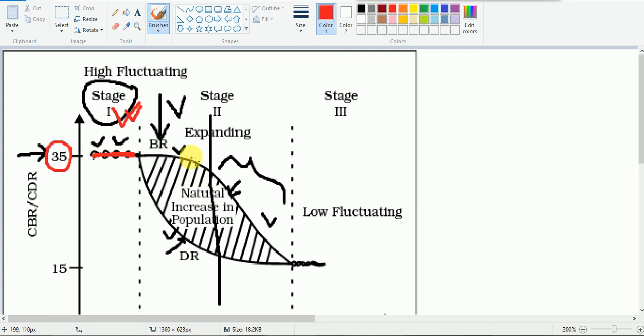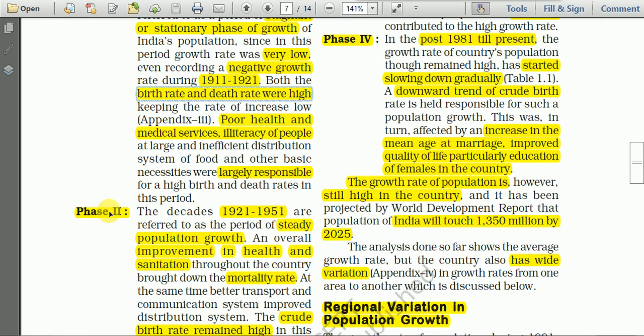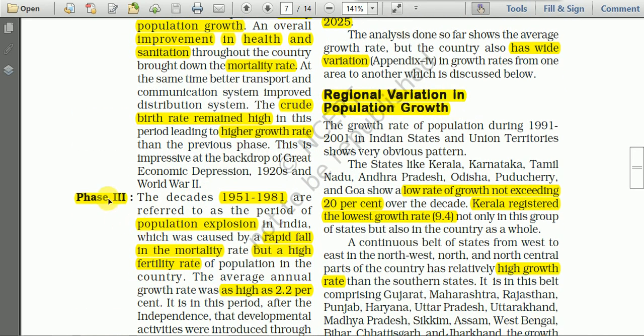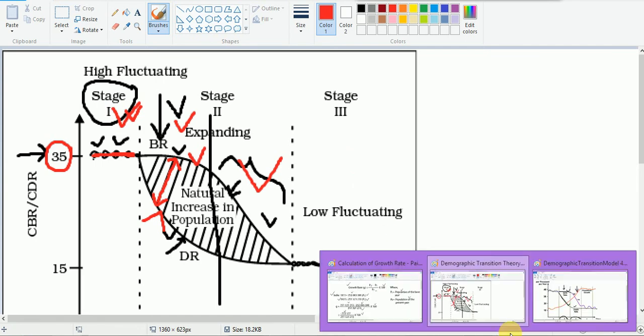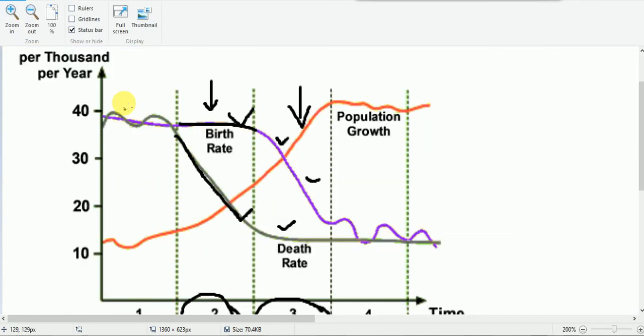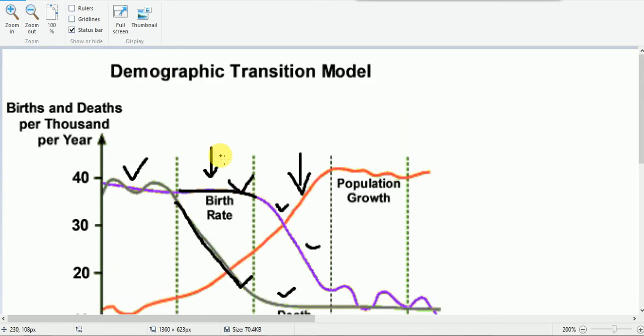Then in phase 2, the birth rate remains high and the death rate declined considerably. So we have got a big gap, a big difference between the birth rate and the death rate, and that is why the population was expanding. And this beginning of stage 2 can be compared with phase 2 of India's population growth history, and phase 3 can be compared with the latter part of stage 2. Actually we have this 3-stage model or 4-stage model or 5-stage model, and when we compare with the 4-stage model of demographic transition theory as shown here, then we can compare stage 1 with phase 1, then phase 2 with stage 2, then phase 3 with stage 3.